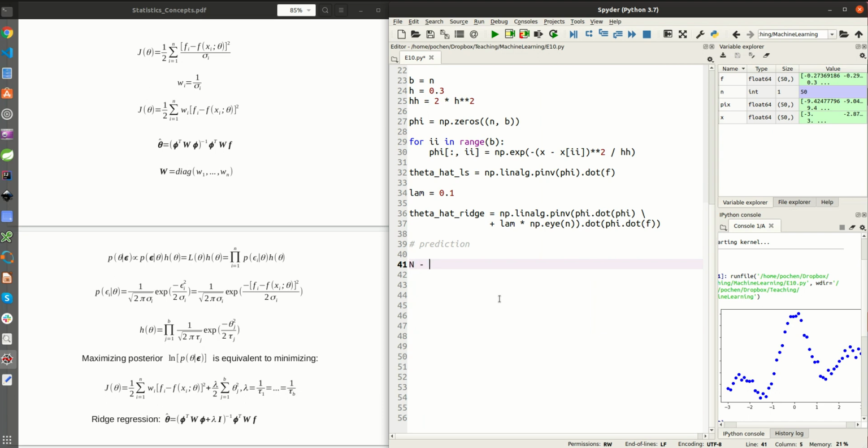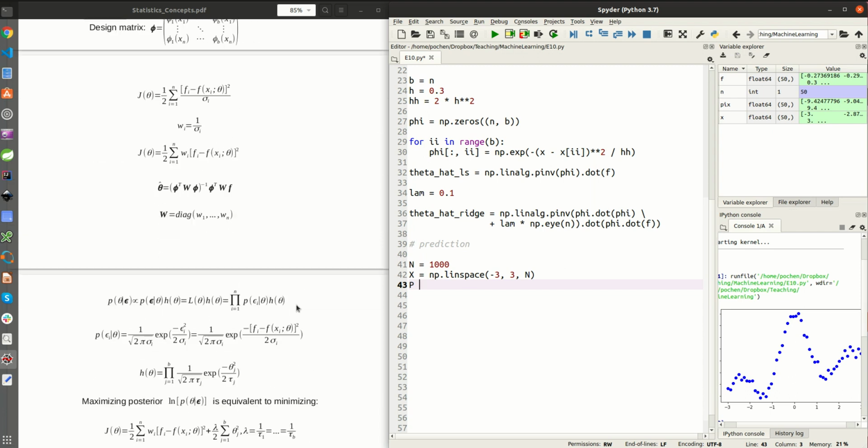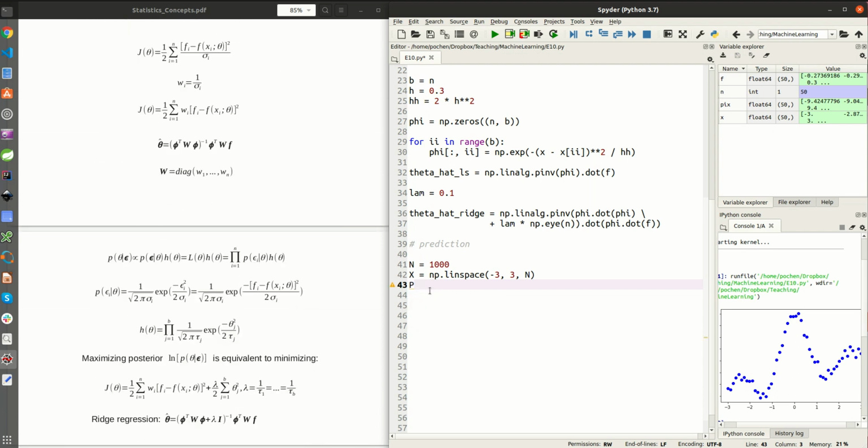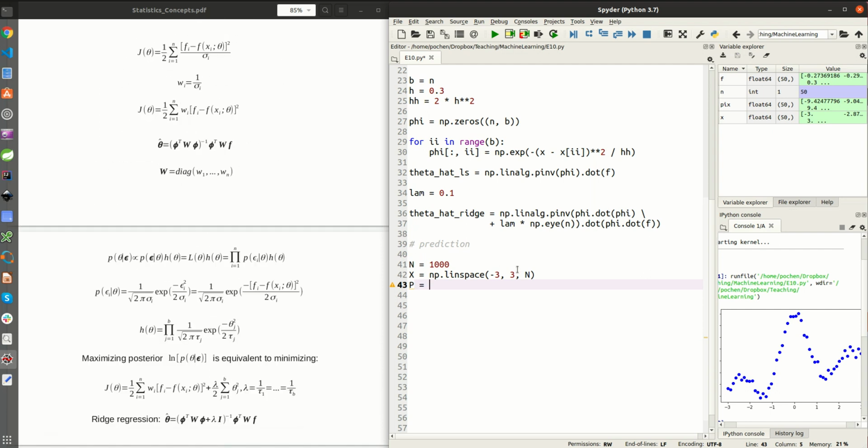Again, we're going to try to come up with predictions for 1,000 locations, right? And those locations are going to be evenly distributed from -3 to 3 with this many points, right? And then we'll have to come up with this phi matrix, the design matrix for all the prediction locations, right? And the phi is going to have how many rows? It's going to be capital N rows and then B columns, right?